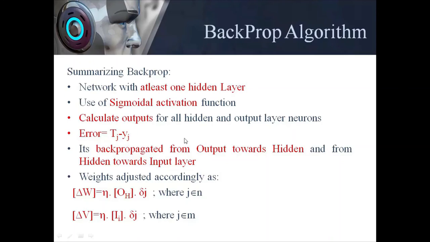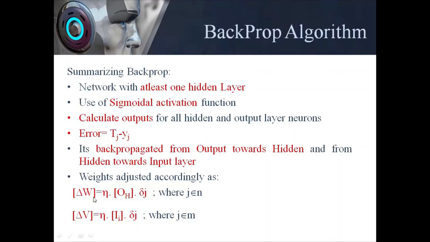After the error is computed, I can find the value of the average error surface or the cost function, which is derived from the mean squared error. This mean squared error is then propagated from the output towards the hidden layer, and then from hidden towards the input layer, and in this process the weights are adjusted accordingly so as to reduce or minimize this error.